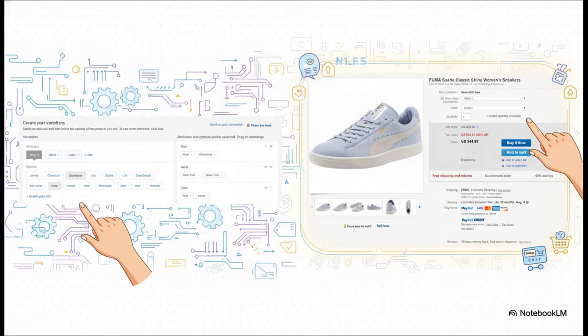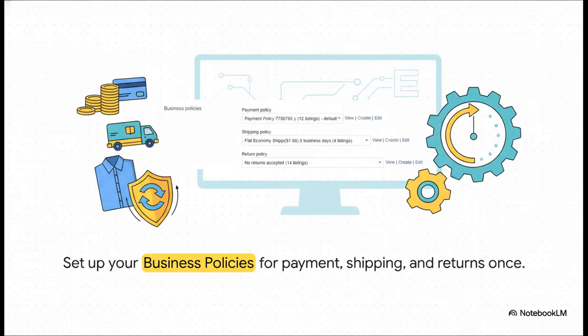And this slide right here perfectly shows you why this is so awesome. On the left, that's the back end. That's you setting up all the attributes like style, metal, and color. And on the right, that's what your customer sees. Just a simple, clean, professional-looking listing with easy drop-down menus. It just works. And the last piece of our template puzzle, business policies.